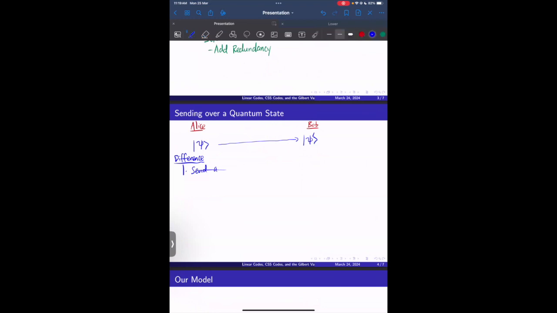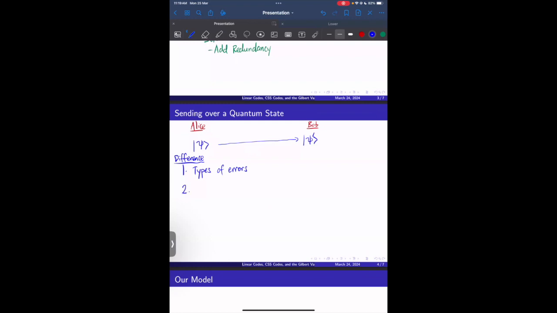So the difference is the types of errors that you have to deal with. At this point, it's still unclear to us whether or not bit flips are the only type of errors, and it won't be, because you can easily have a phase flip. But are bit flip and phase flip the only types of errors? We will see.